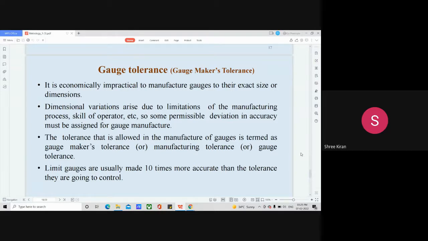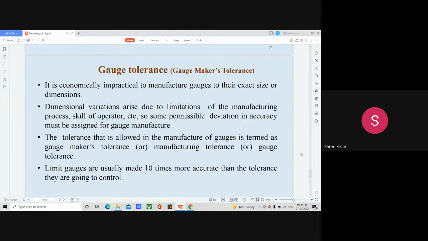It is always economically impractical to manufacture gauges to their exact size or dimensions. The dimensional variations arise due to limitations of the manufacturing process.